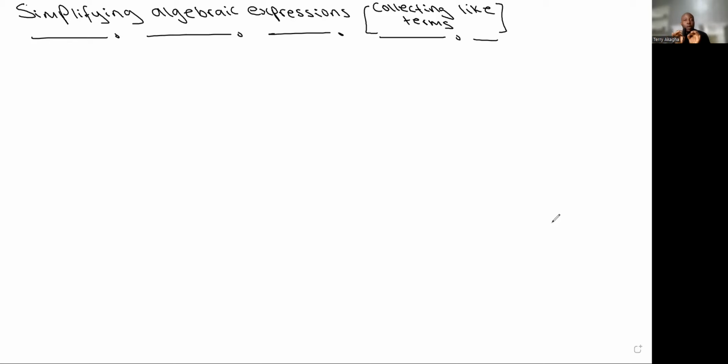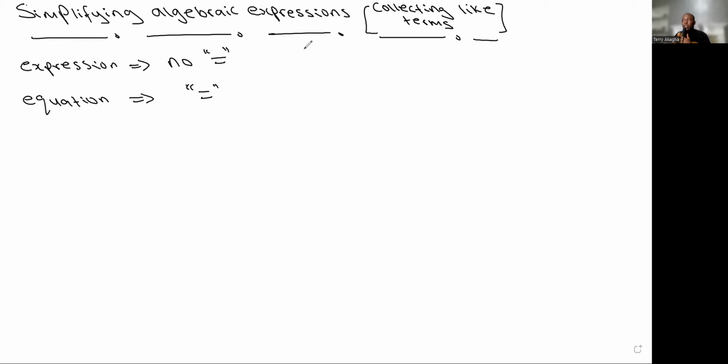Now, an algebraic expression can be simplified by addition or subtraction of like terms only. That's the only way you can simplify. You need to know there's a difference between an expression and an equation. I didn't say an algebraic equation. This is an algebraic expression. That means for an expression, there is no equal to sign, but in an equation, we have an equal to sign.